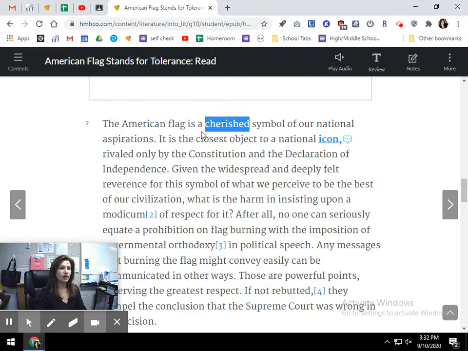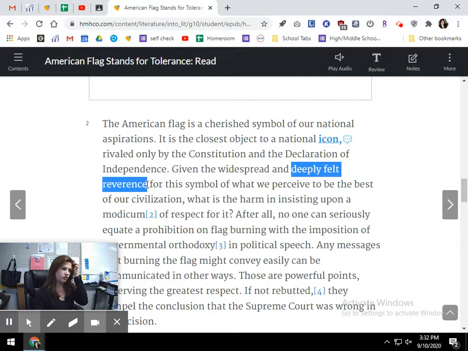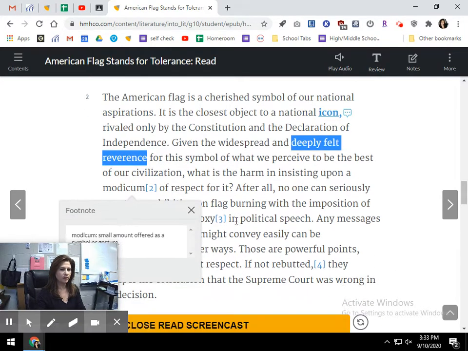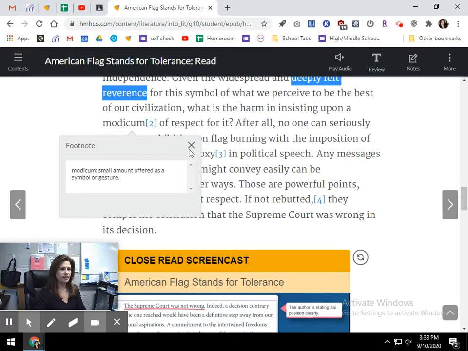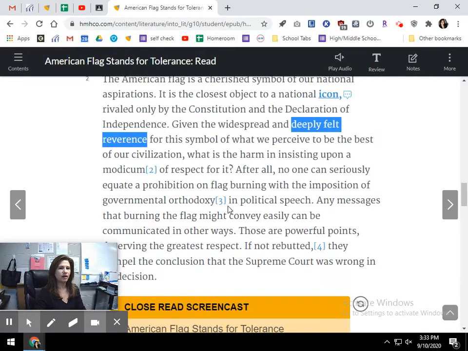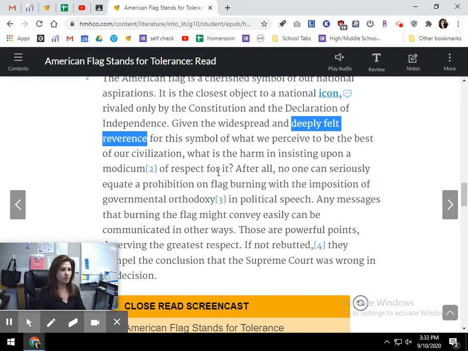But anyway, cherished. "It is the closest object to a national icon, rivaled only by the Constitution and the Declaration of Independence. Given the widespread and deeply felt reverence" — reverence is a feeling that you have towards something — "for this symbol and what we perceive to be the best of our civilization, what is the harm in insisting upon a modicum," a small amount offered as a symbol or gesture, "what is the harm in offering or insisting upon a modicum of respect for it?"